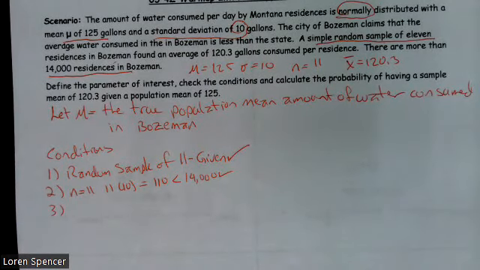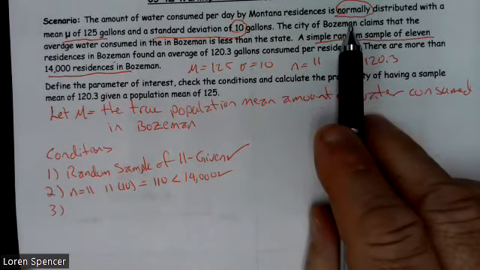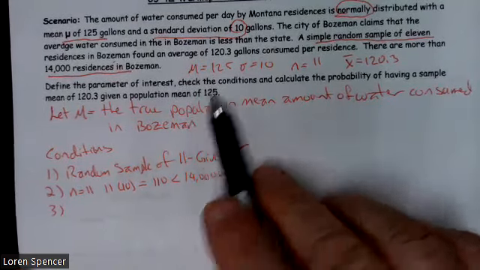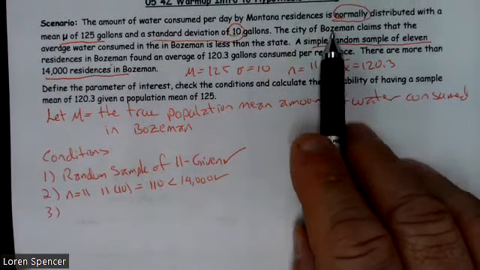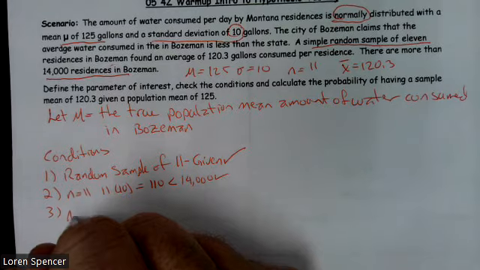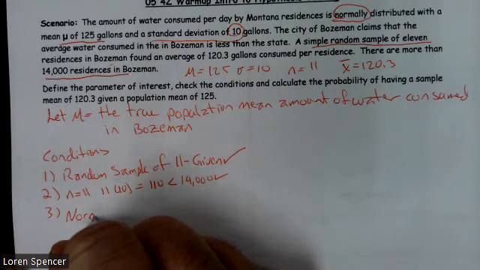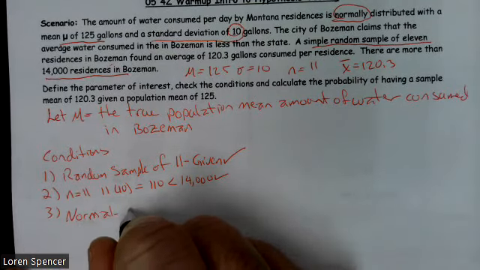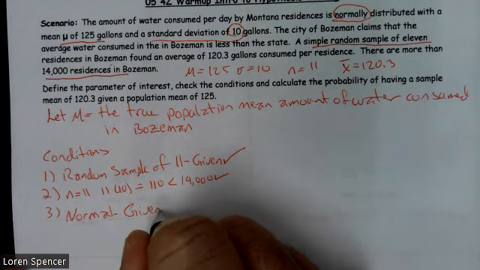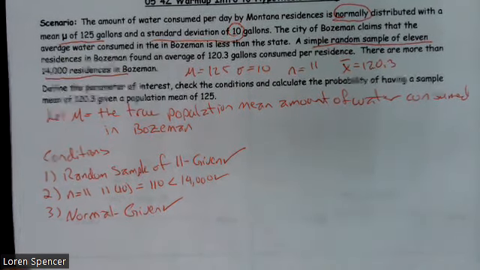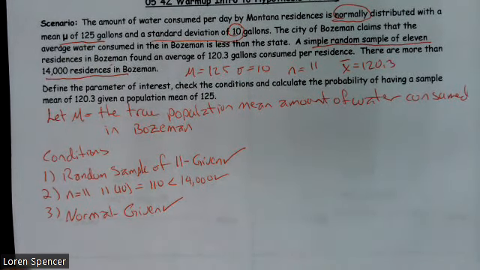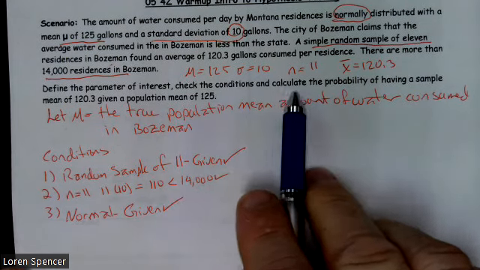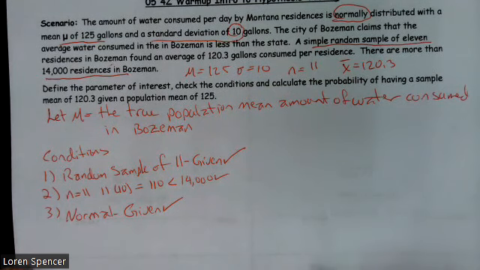And number three is normality. Well, this time our sample size is too small to be normal by the central limit theorem, but they told us it was normal. So normal is just a given. They told us that much. The next thing we need to do: we've done the parameter, we've checked the conditions, and we need to calculate the probability.